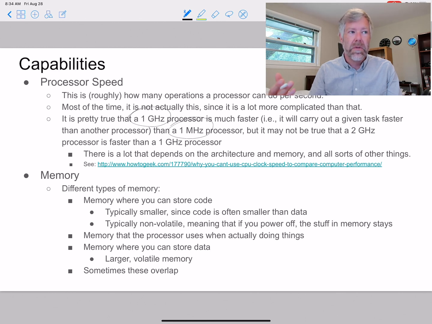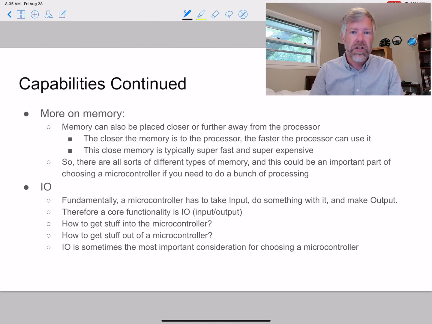But once you get into really close speeds, then you may actually have to do a lot more digging around. There are different types of memory in a microcontroller. Memory is where you store your code that you write and where you store data that you create on your microcontroller. Different types of memory have different capabilities. And so you basically have to balance how much memory you need for storage of code and storage of data.